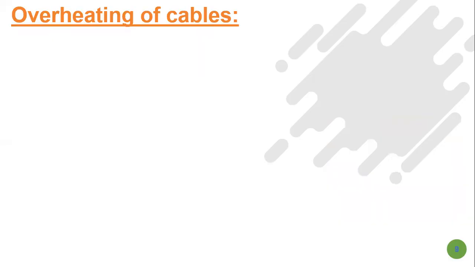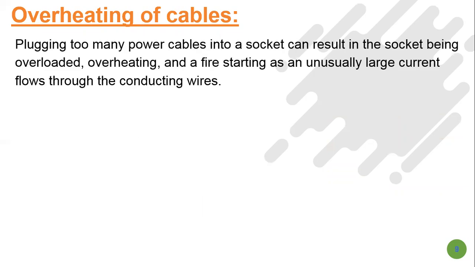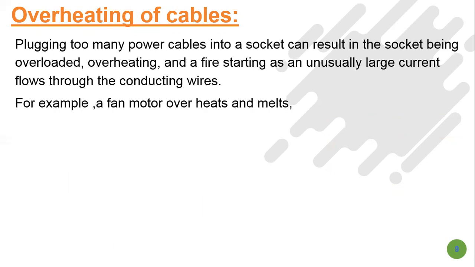Number two is overheating of cables. Plugging too many power cables into a socket can result in the socket being overloaded, overheating, and a fire starting as an unusually large current flows through the conducting wires. For example, students, a fan motor overheats and melts, fusing the live and neutral wire together. Fusing means stick because of melt.